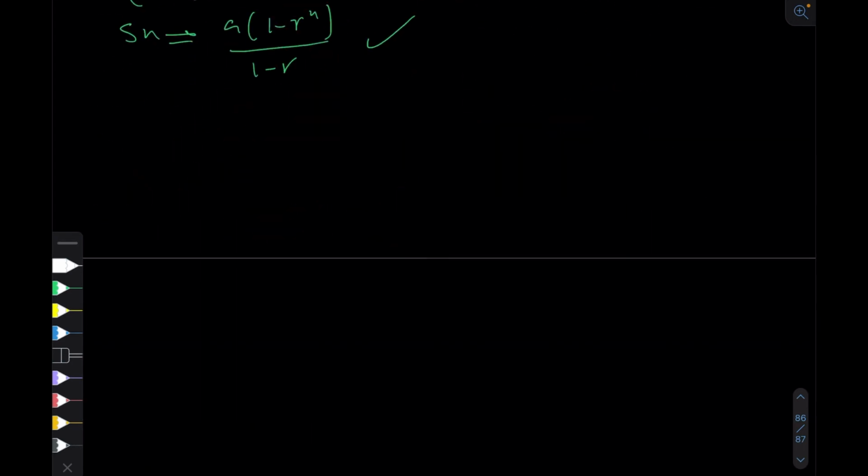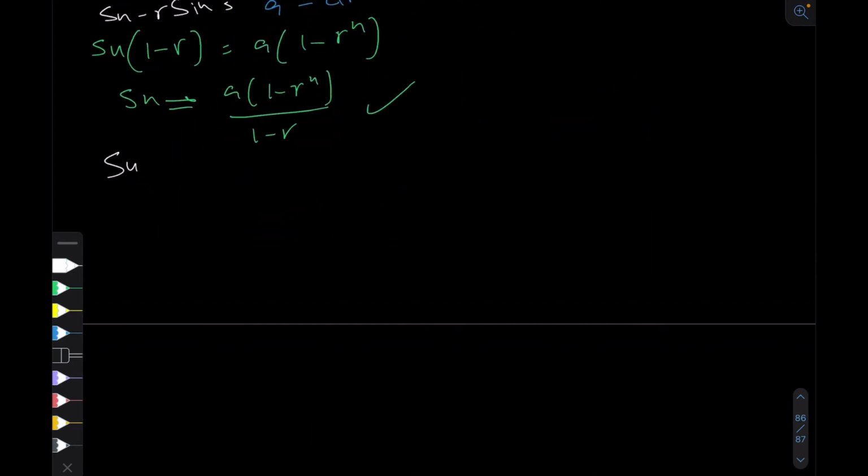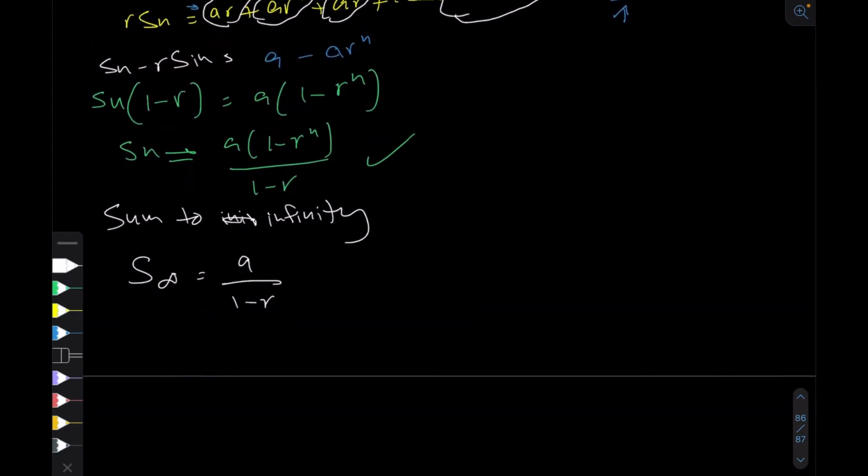The last bit of geometric progression that we're left with is sum to infinity. The formula for sum to infinity is a over 1 minus r, but this is not actually a new formula. This is sort of the simpler version of the previous one, right?